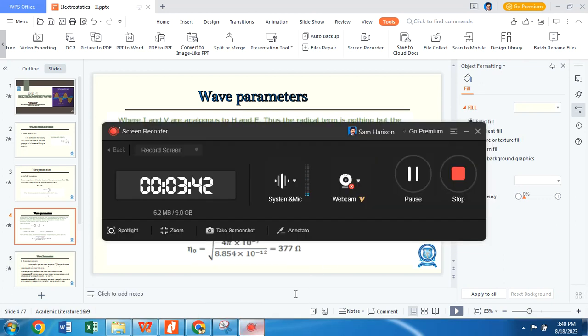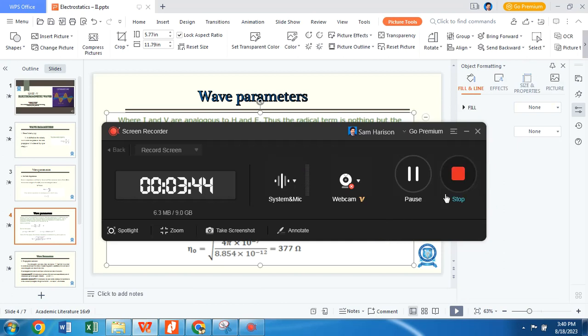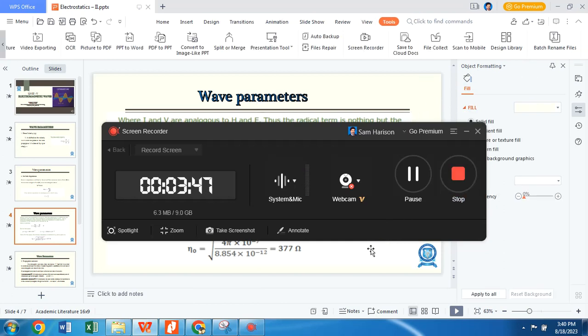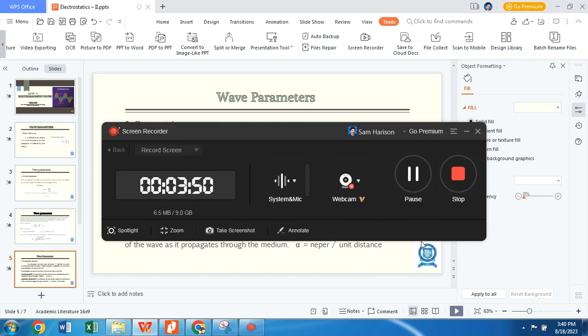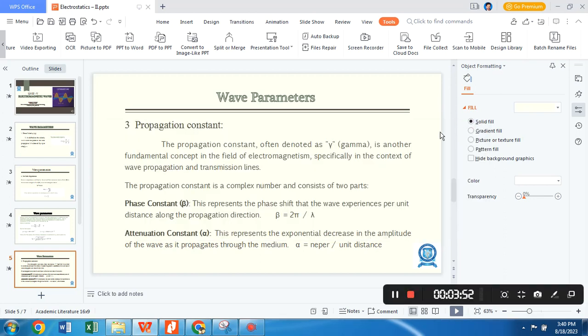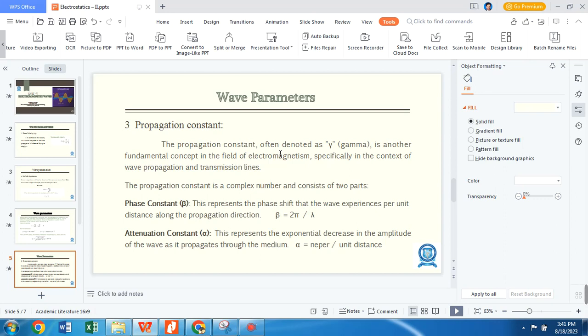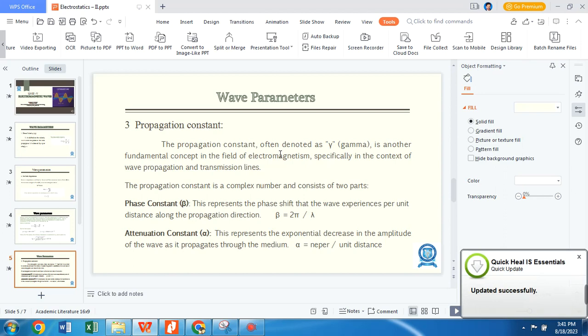Next, we have to see the propagation constant. The propagation constant, often denoted as gamma, is another fundamental concept in the field of electromagnetism, specifically in the context of wave propagation and transmission lines. The propagation constant is a complex number and consists of two parts. One is the phase constant and the other is the attenuation constant.